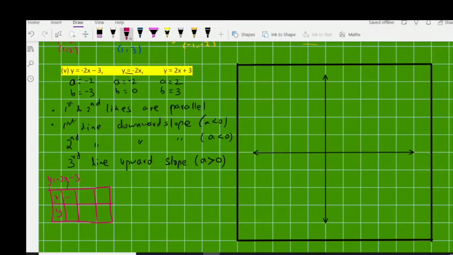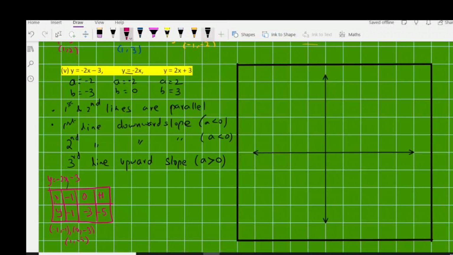So x is minus 1, calculate minus into minus plus 2. So y also minus 1. x is 0, y is minus 3. x is plus 1, minus 2 and minus 3 will give minus 5. The first coordinate point is minus 1 comma minus 1, then 0 comma minus 3 and 1 comma minus 5.